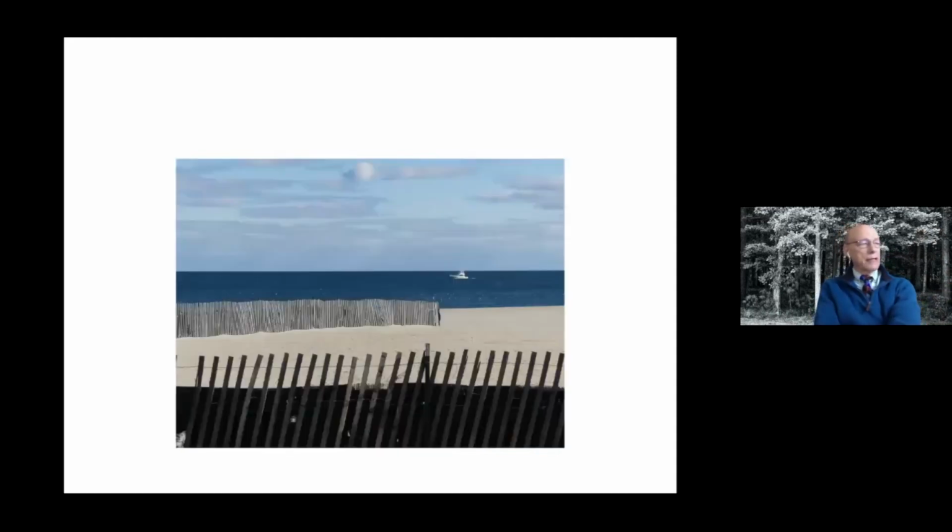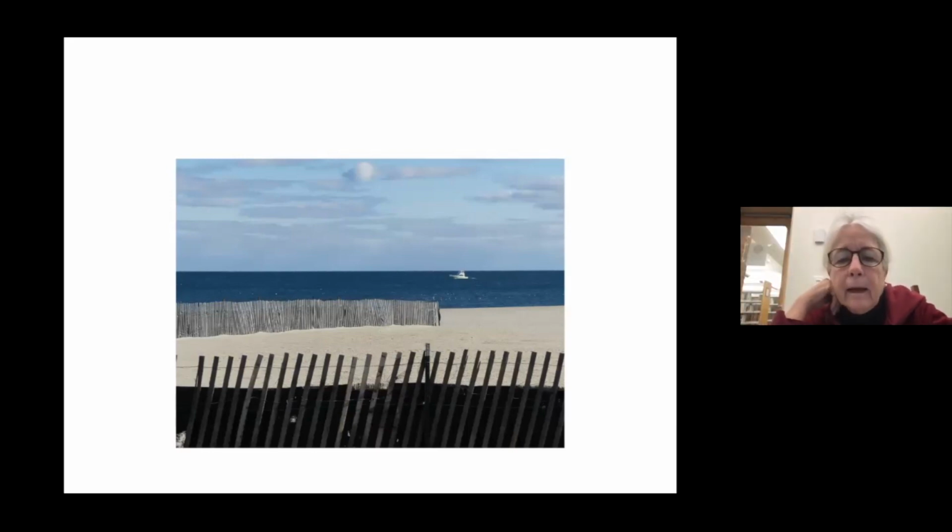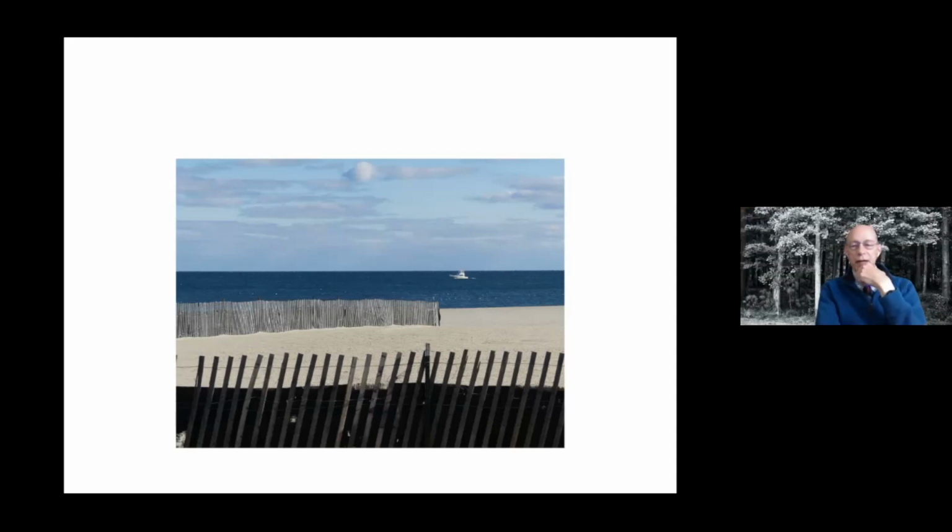Okay, who's got the next one? That's mine. Okay, Sarah. What I did was I lined up the boat with the sand fence, the farther sand fence, to sort of point to it. And then after I took the picture, I noticed that the verticals of the closer snow fence also point up, taking you up toward the boat. Okay. Any comments? I love the balance.